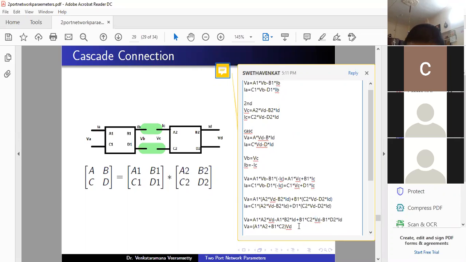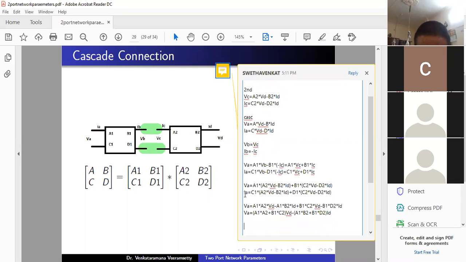Similarly, if you take minus ID common, here I have the minus ID, and here also I have the minus ID. So if you take minus ID common, we have A1 into B2 plus B1 multiplied by D2. So that is the ID term, right? That's it. So keep it aside.